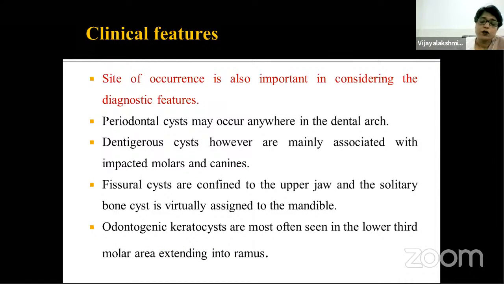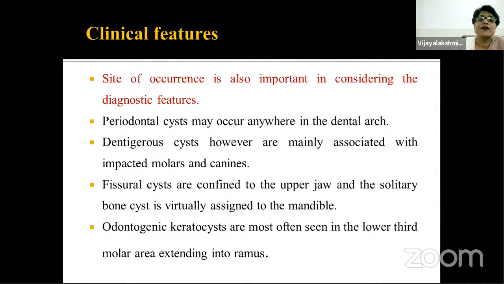Apart from that, when you are looking for clinical signs and symptoms, it is also a very important aspect that we analyze which site we are looking at for this particular lesion. If you're looking at dentigerous cysts, they are commonly seen in association with impacted teeth, especially impacted molars and canines. Lateral periodontal cysts are generally seen between the two roots.